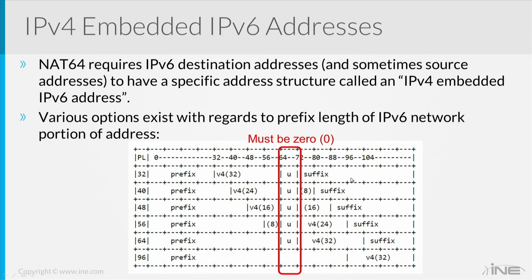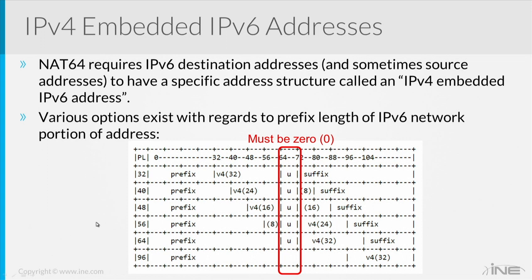So in an IPv4 embedded IPv6 address, the way you would read this is, if my IPv6 address is, let's say, 48 bits long, then this is kind of weird. We actually take the IPv4 address and we split it in two. The first 16 bits of the IPv4 address go right after the prefix. Then we have 8 bits of zeros, our null octet or U octet. And then we have our remaining 16 bits of the IPv4 address followed by the suffix. So that's sort of how you read this chart right here.